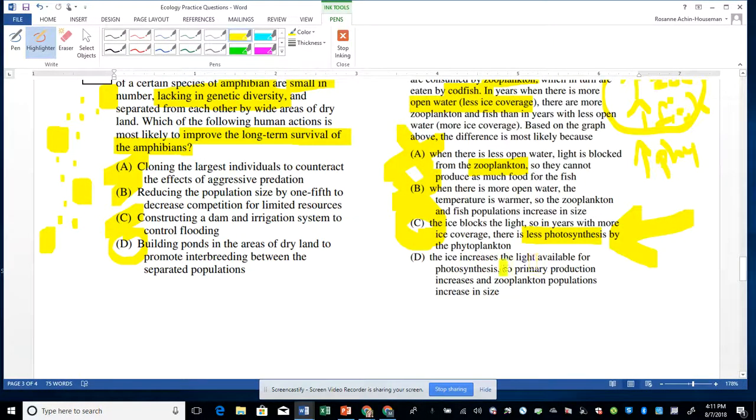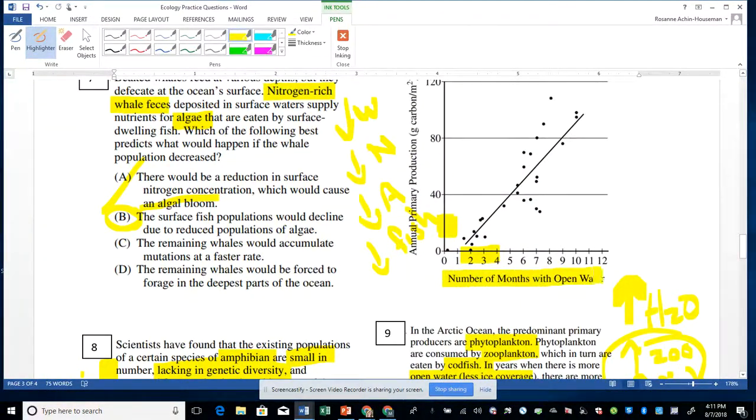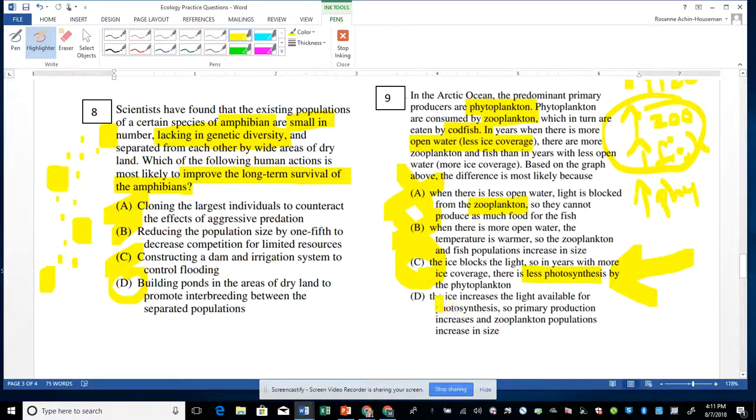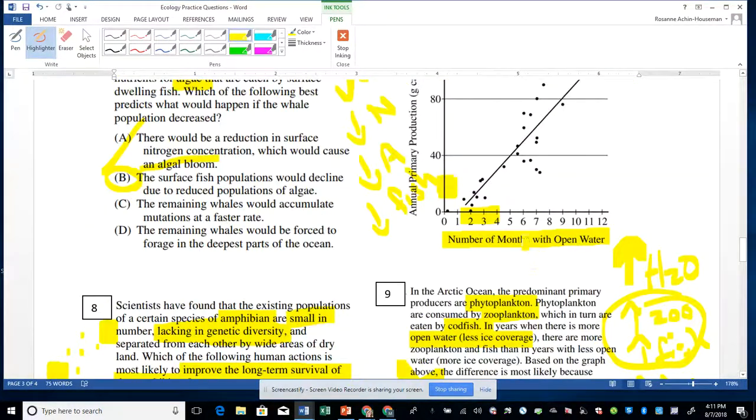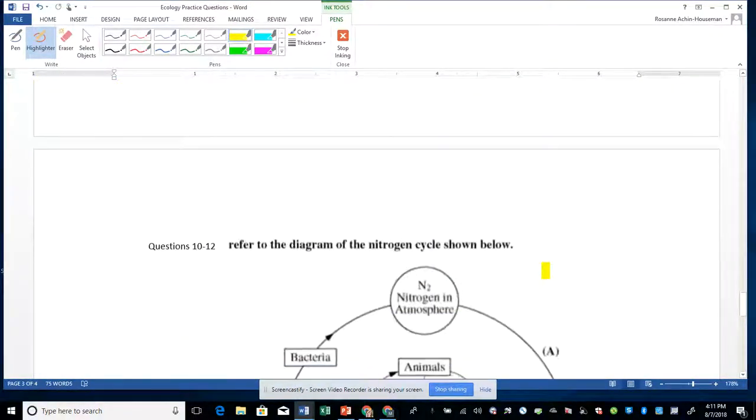Ice increases the light available for photosynthesis. That makes no sense. So primary production increases. So that's backwards again. So one kind of tricky thing about this is that it's saying number of months with open water, but you have to think of this the opposite way, number of months with ice coverage. So the more open water you have, the less ice coverage. So APBio does tend to really enjoy doing that. They'll talk about ice blockage or ice increases, which is the opposite, right, of open water. So that's one of their favorite modes, one of their favorite things to do.